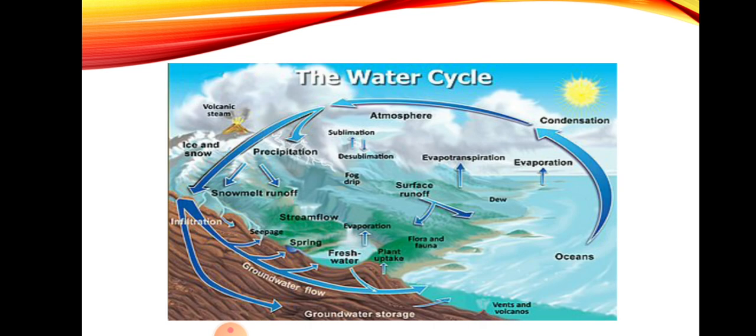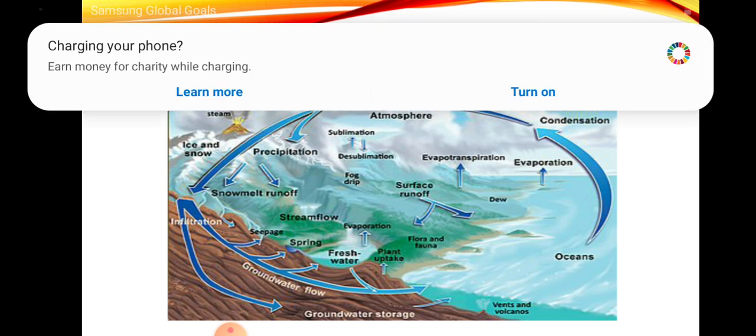Next we go to the water cycle, and how water is cyclically moved from one place to another. For the water cycle, oceans play a major role. From the ocean, the water is condensed, and the condensed water reaches the atmosphere.